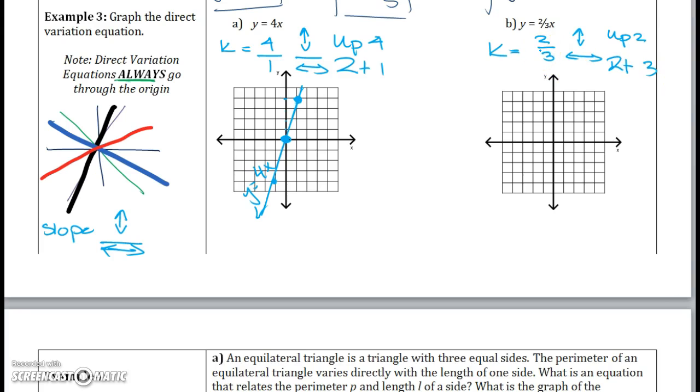Well, that's great, but where do I start from? Always going back there, start at the origin. And then from there, up 1, 2, right 1, 2, 3. I can stop here and just connect them. Or what's the opposite of going up 2 from here? Down 2. What's the opposite of going right 3? Left 1, 2, 3.